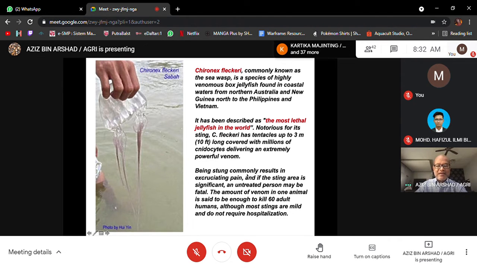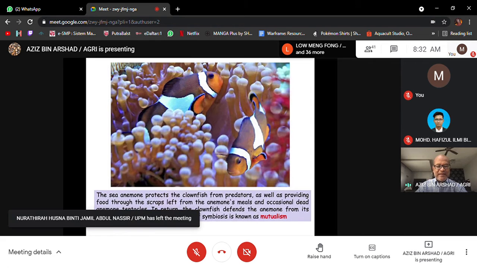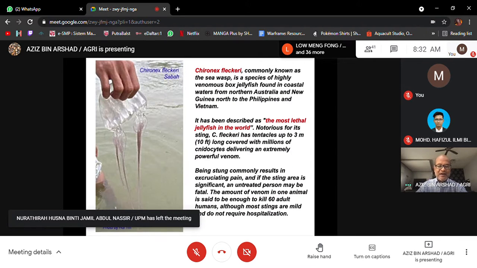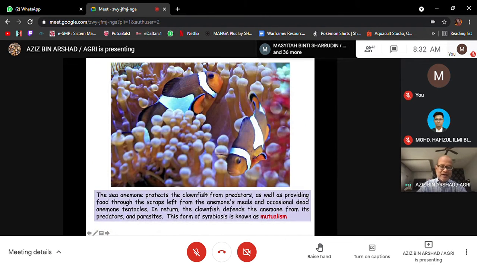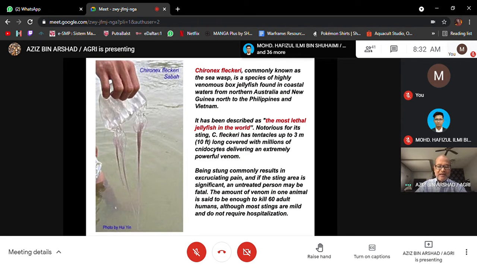Being stung by this Chironex will result in serious pain, and if left untreated, may cause fatality to the person who has this unfortunate event. The amount of venom, I quote from one of the sources on the internet, in one animal is said to be enough to kill 60 adult humans. So don't play around with it.